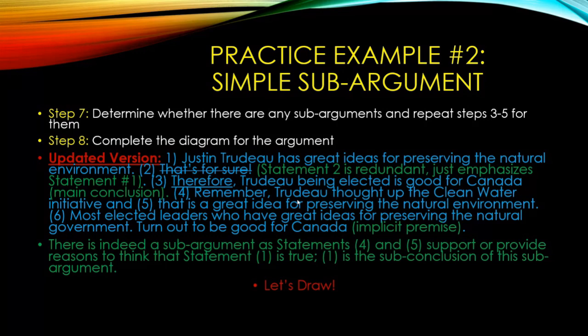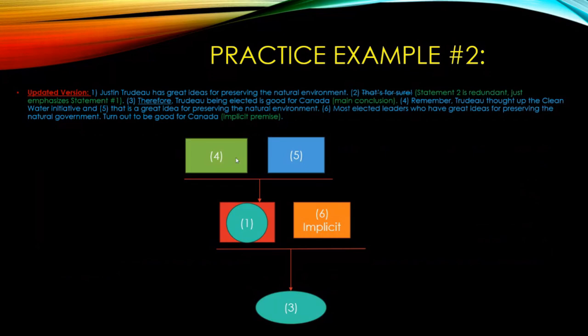But they are supporting something. They say great at preserving the natural environment. They seem to be speaking to statement 1, that Trudeau has great ideas for preserving the natural environment. So 1 seems to be a sub-conclusion in a sub-argument, with 4 and 5 as the premises in that sub-argument. Great. So let's see how that would look as a diagram for the full argument, sub-argument and main argument as a whole.